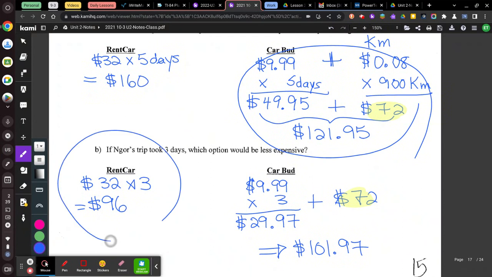So if he takes it for a shorter time, the Rent a Car is cheaper. Well, not way cheaper, but it's cheaper at least by about $5. But if you take it for a long period of time, the other way is cheaper. This ends part 1 of lesson 2.3.